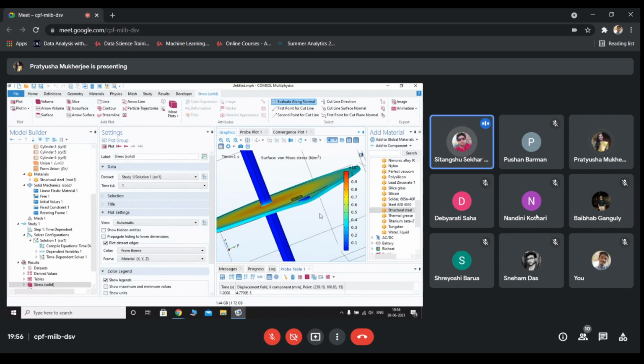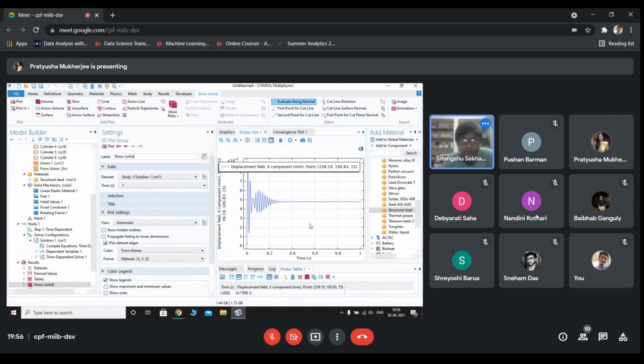Okay, now you just click on the probe plot 1 and you see, initially it started till 0.25 second, that is the transient state, and after that the entire rotating system reached the steady state condition, and the deflection is more or less constant. Basically, that is your y, whatever the theory we have learned.